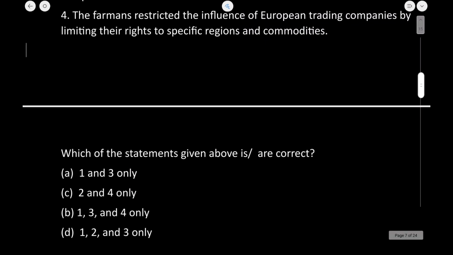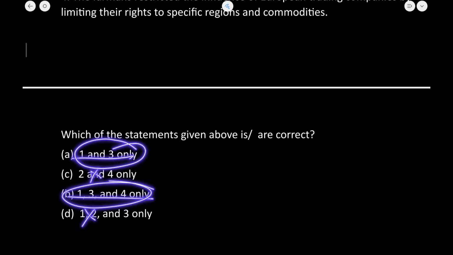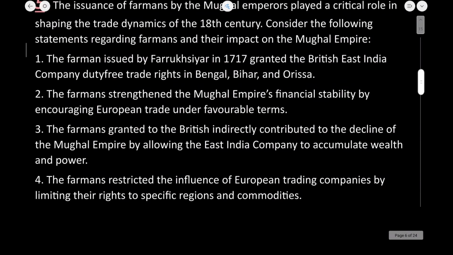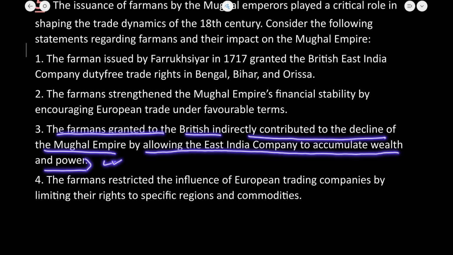Let us eliminate the second statement here. So we are left with 1, 3 and 4. Let us see the 3 and 4 options as well. The farmans granted to the British directly contributed to the decline of the Mughal Empire by allowing the East India Company to accumulate wealth and power. Yes, it is a self-explaining statement.